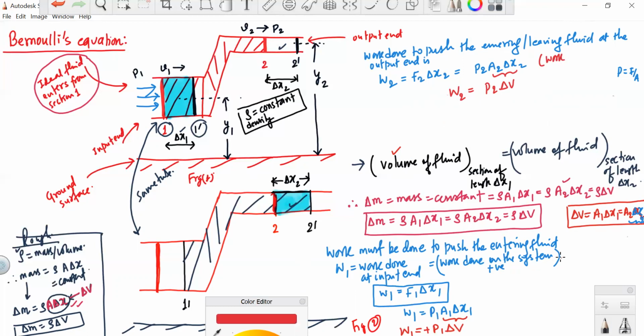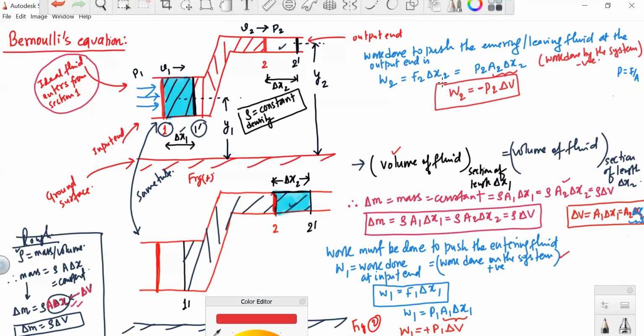This is actually work done by the system, okay? This is work done on the system. So for this reason, we are taking W1 as positive. So this is work done by the system. So by sign convention, we take this W2 as negative. So we have W2, which is negative.